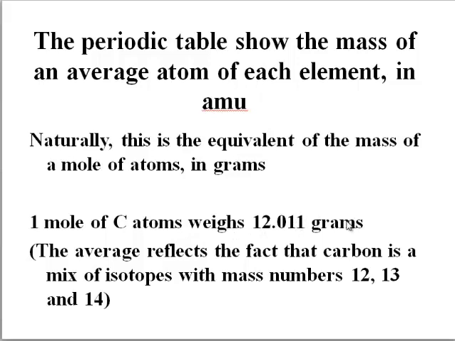Now, this is an average mass of the carbon atoms. This average reflects the fact that carbon is not just carbon-12, but a mix of isotopes with mass numbers of 12, 13, and 14. So the average mass is a bit higher than exactly 12 because of these other isotopes.